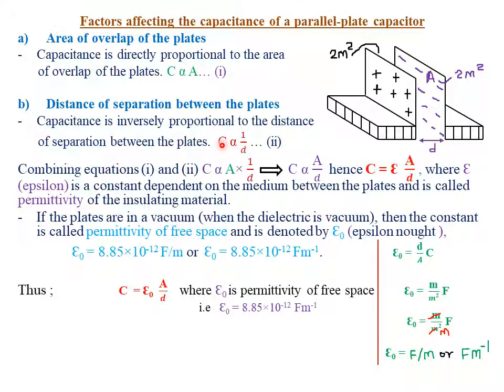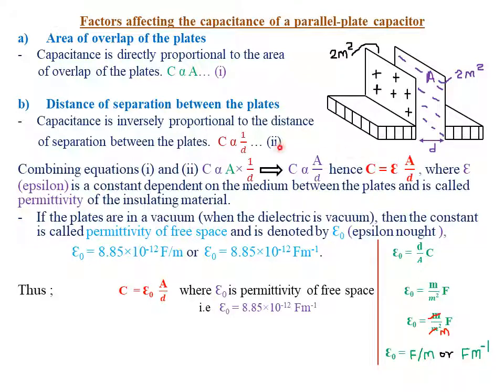Another person can ask you to state any adjustments that can be made to a parallel plate capacitor to ensure that it stores less charge or less capacitance. In order for it to store less capacitance, the adjustments that you'll make: one will be to reduce the area of overlap of the plates. The other adjustment you can make to reduce the capacitance that a given capacitor will store is to increase the distance of separation between the plates of that capacitor.